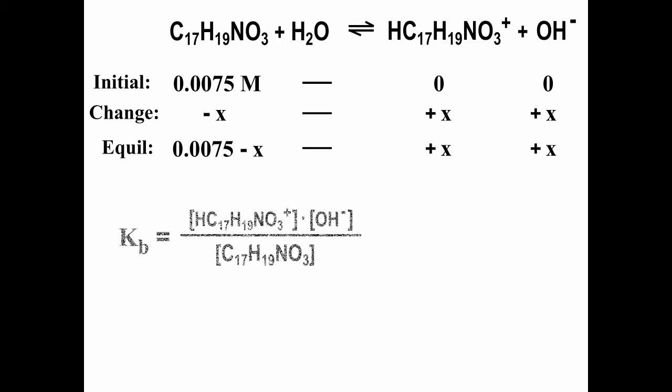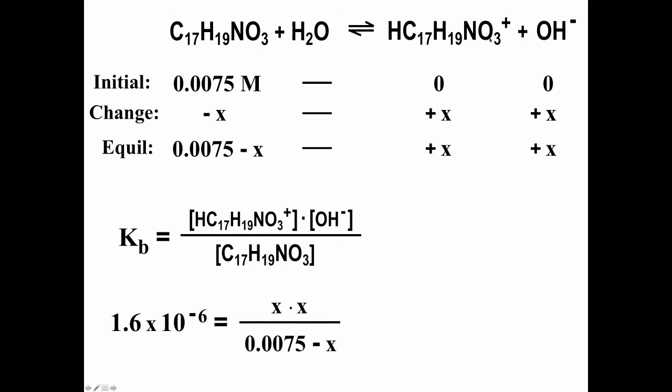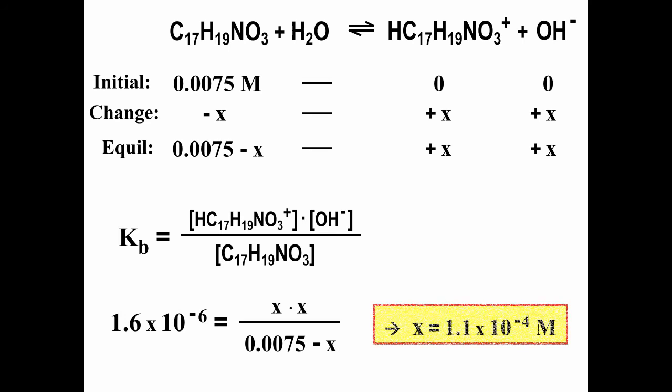And then, as always, we do our equilibrium constant expression. This time it's K sub B. And when we do this, since we've found the value of K sub B for morphine, then we can plug that into the equation. We have an equation in terms of X, so we can solve for X, and we get, in this case, 1.1 times 10 to the minus 4th molar.